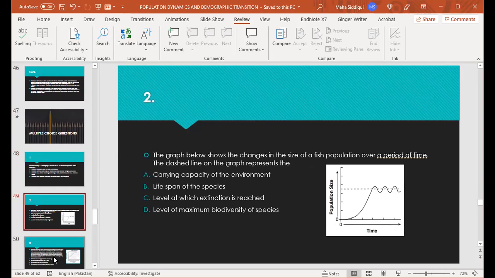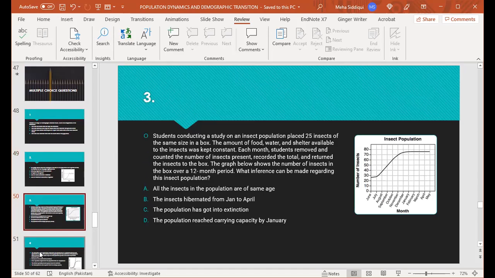Now, second MCQ, the graph. This graph shows the change in size of a fish population over a period of time. The dashed line on the graph represents: a carrying capacity of the environment, lifespan of the species, level at which extinction is reached, and levels of maximum biodiversity of species. A. Alpha. A. Yes, carrying capacity, as it is the maximum potential of the environment that can sustain the population.